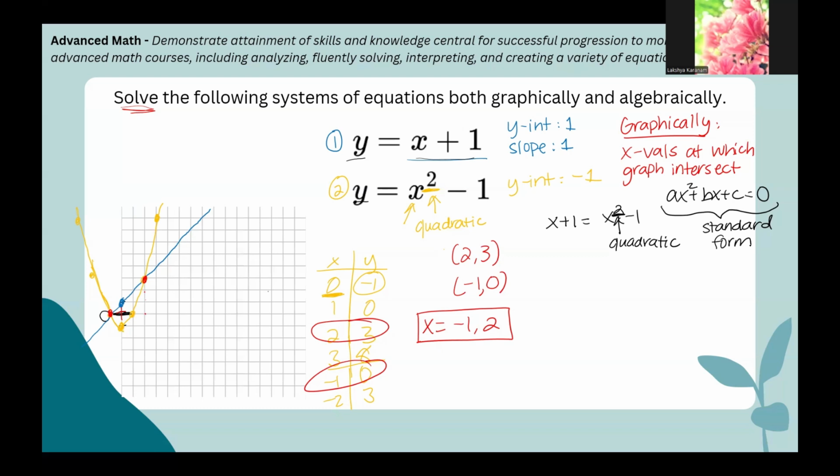So we want to get it to the standard form. And we know that we want it in standard form again because it's a quadratic, because we see the squared here. So let's move everything over to the right since we have the x squared on that side. So I'll subtract both sides by x, subtract both sides by 1, and you'll end up with x squared minus x minus 2 is equal to 0. And as you can see, we are now in that standard form, right?